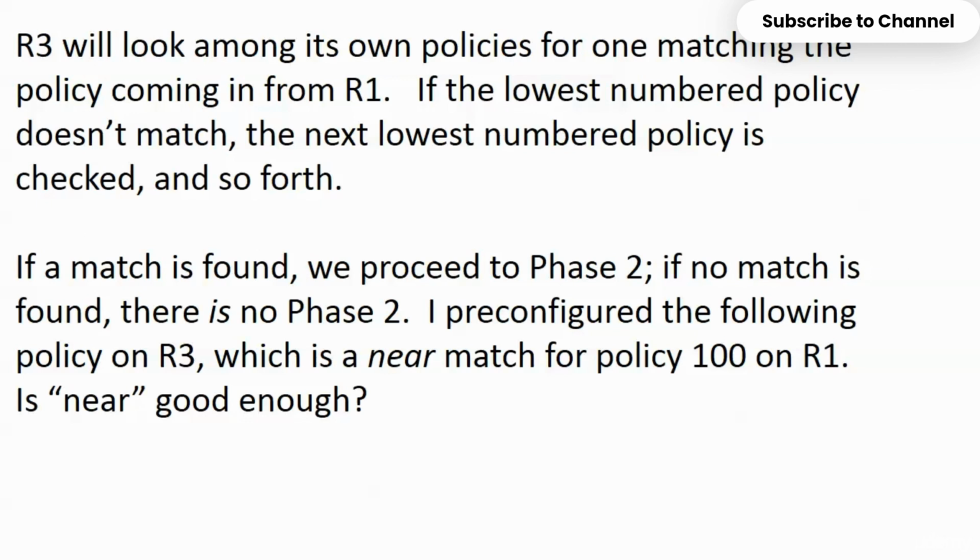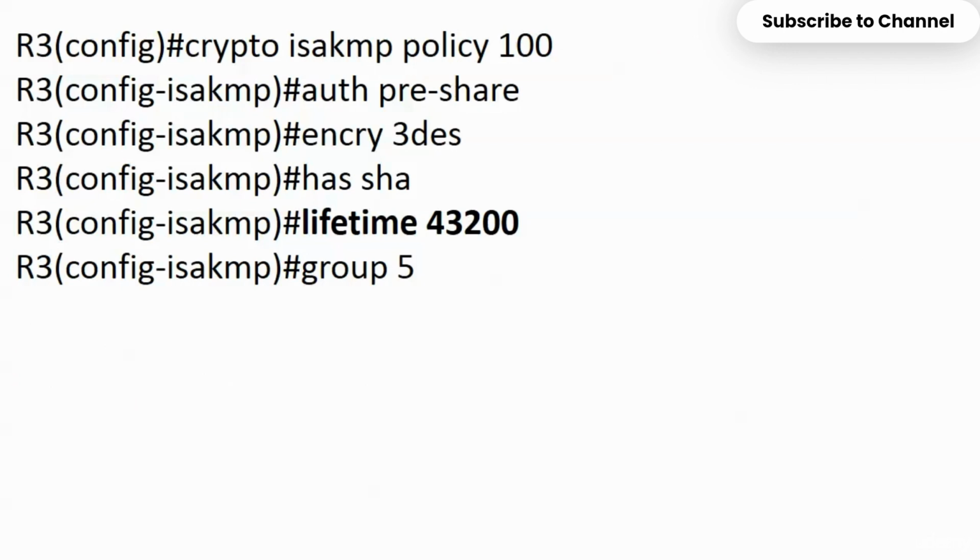Now, I'm going to show you on the board the config that I put on Router 3, and I gave you a couple of huge hints here. First, I italicized near because it's a near match for policy 100 on Router 1, the one we just wrote. Is near going to be good enough? And I know you could spot it on your own, but I even bolded the one that's different. So authentication, encryption, hash, group, those are all exact matches for policy 100 over on Router 1. What about this lifetime though? I set that to actually half, 43,200 seconds.